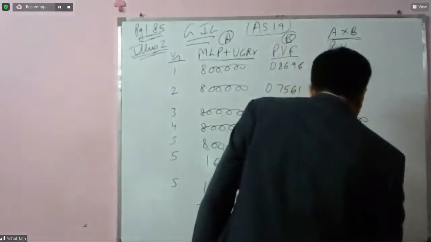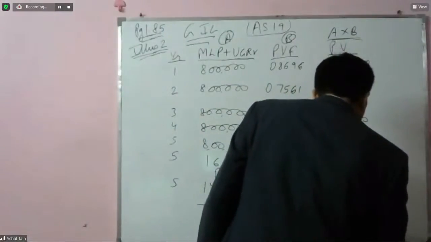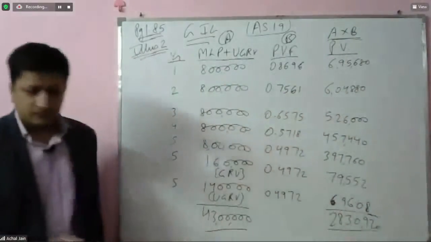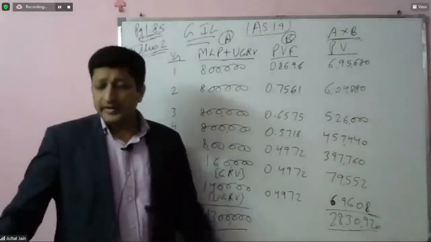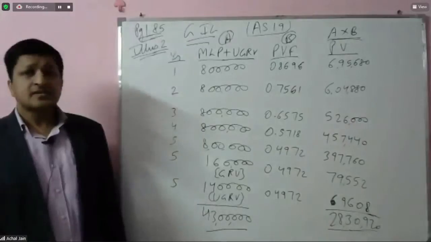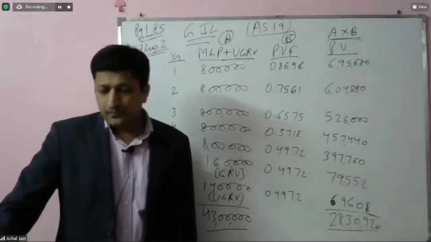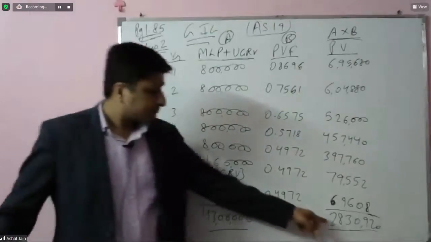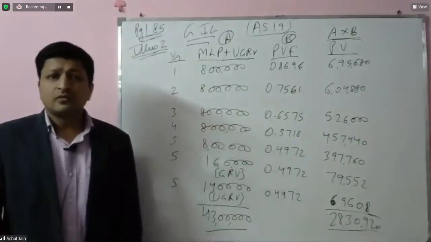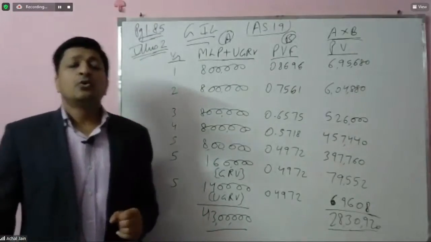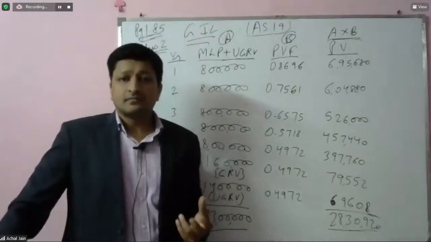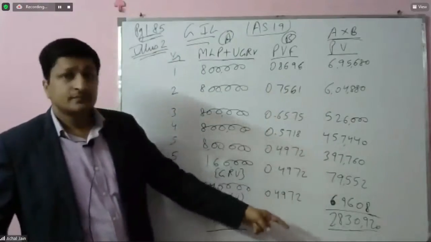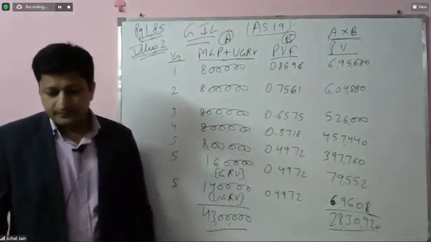28,30,920. Now, this is the present value. So, what do we call this amount as? Net investment in the lease. Correct. And the difference between these two, what is the difference between these two? Nothing but the time value of the money. Or you can say the finance income which the lessor would have generated on all of these amounts at the rate 15%. Correct?